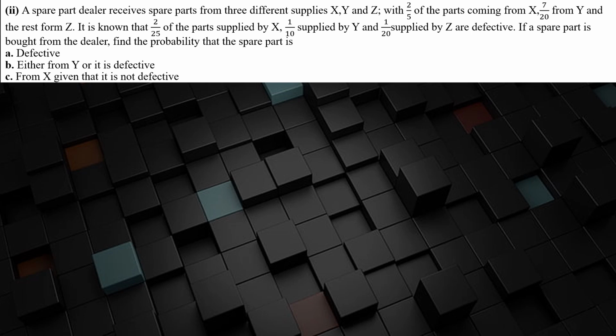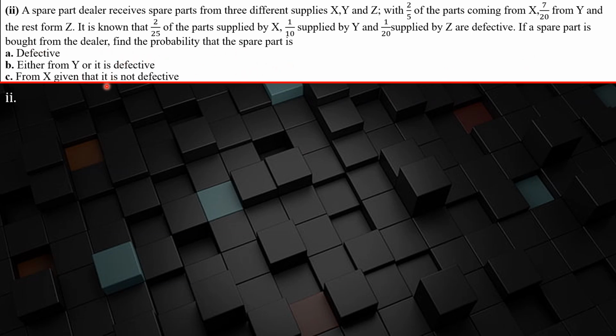Okay, guys, so here's a problem. It says a spare part dealer receives spare parts from three different suppliers, X, Y, and Z, with 2 over 5 of the parts coming from X, 7 on 20 from Y, and the rest from Z. It is known that 2 on 25 of the parts supplied by X, 1 on 10 supplied by Y, and 1 on 20 supplied by Z are defective. If a spare part is bought from the dealer, find the probability that the spare part is defective.